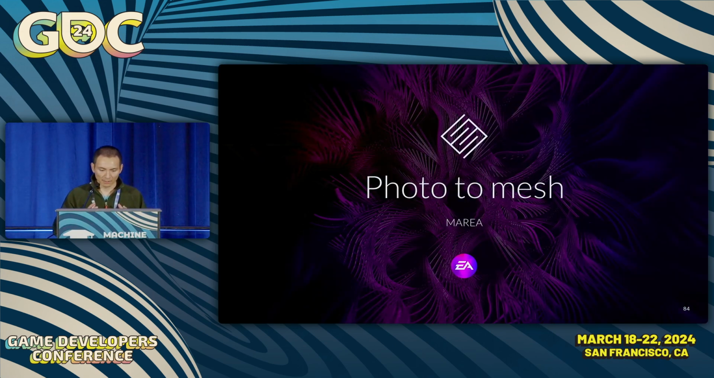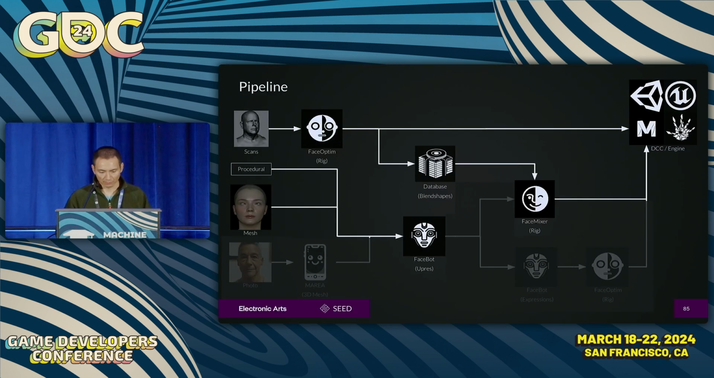You might be wondering now, where does the input photo come into play? Since Facebot does not take photos directly, a mesh and diffuse must be generated first. The next part is a project from Hector Leon, and I will present his section on his behalf. So here's the pipeline so far. The next process is photo to mesh, called Maria.